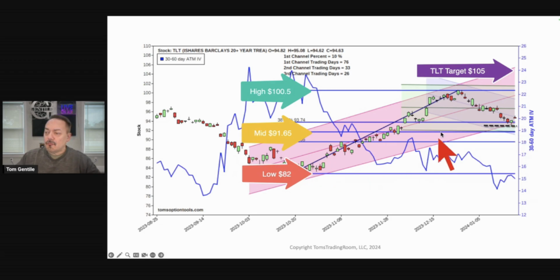Now, if this trend holds true, and when you think about it, it should, because if we're talking rate cuts, and rate cuts do happen, that's going to have a positive effect on TLT. And so we should see this go back up again. We have a target on this one of 105. Now, it's a question of really when do these rate cuts actually occur? And so that's something to keep in mind as well.